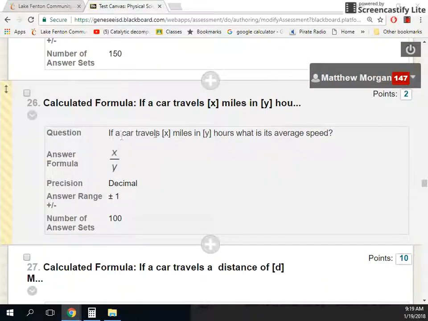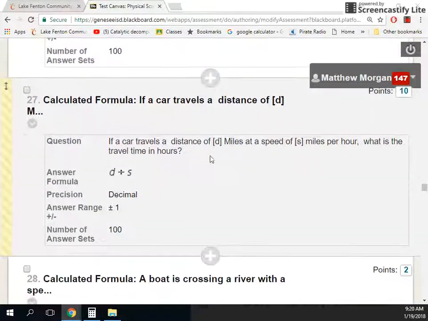Ladies and gentlemen, this is another thing right from chapter 11. The average speed is distance over time. If a car travels a distance of D, what is his time? Time is distance divided by speed, and that's right there.